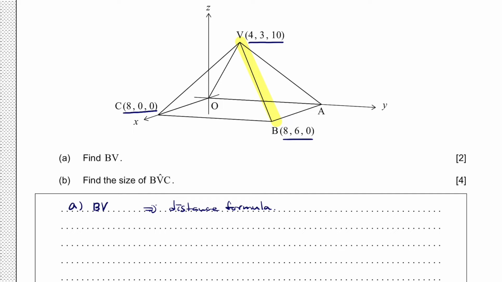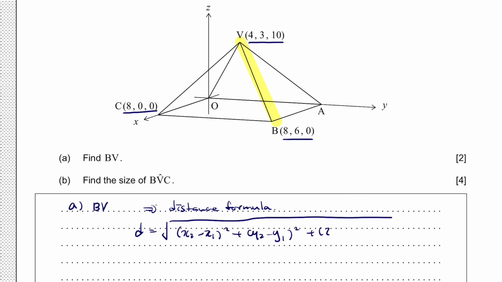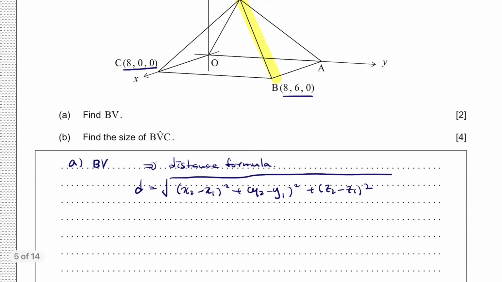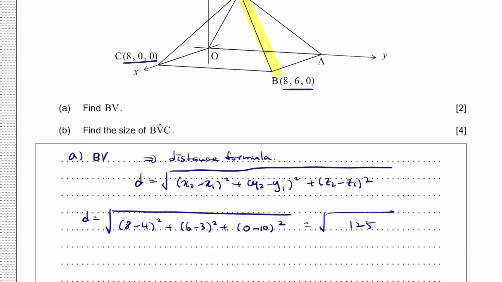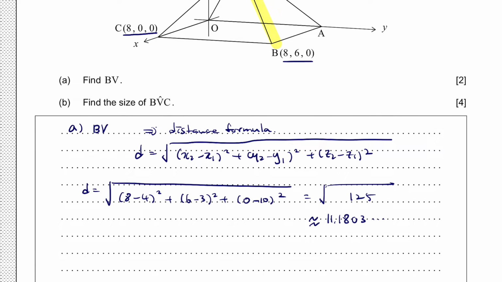So what we're going to do is use the distance formula. From your formula booklet, it says that the distance d is the same as square root of x2 minus x1 squared plus y2 minus y1 squared plus z2 minus z1 squared. That's the formula in your formula booklet. So with this question, we can do distance equals the square root of 8 minus 4 squared plus 6 minus 3 squared plus 0 minus 10 squared, and this equals the square root of 125. So it is approximately equal to 11.1803. However, since we always have to leave our answers in specific, we can say the distance between the point B and V is 11.2.